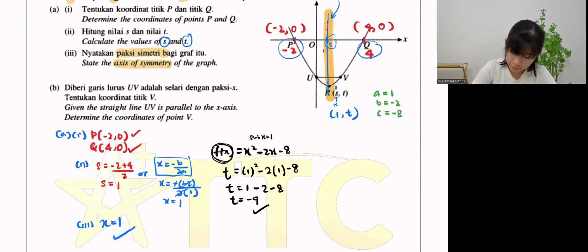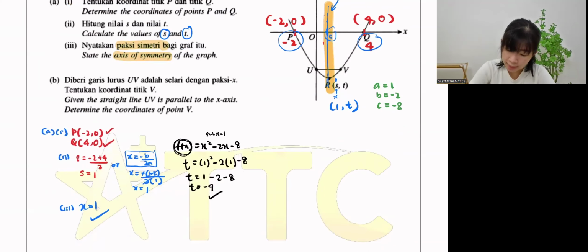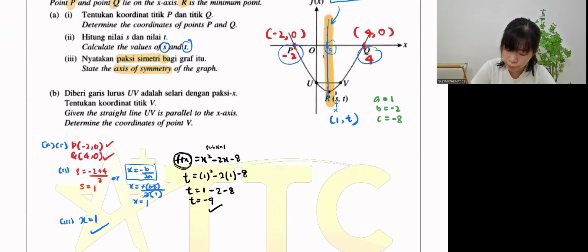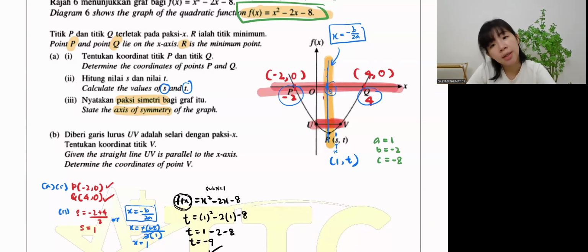Okay, part A is all finished, 1, 2, 3. Now look at B. B says that given that the straight line UV is parallel to the x-axis, determine the coordinates of point B. They say this line UV is parallel to the x-axis. What are they trying to tell us here? If they mention that this line is parallel, they want to show that UV is a horizontal line. If it's a horizontal line, what is the coordinate of B? Which coordinate do you already know?